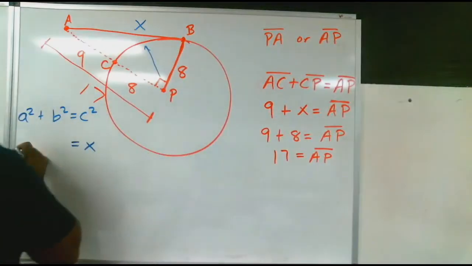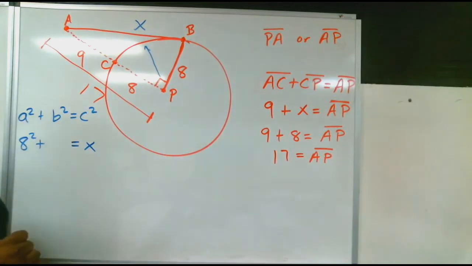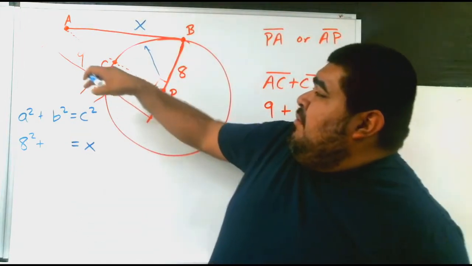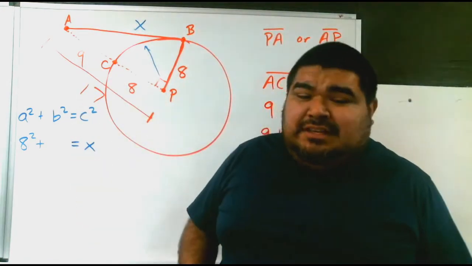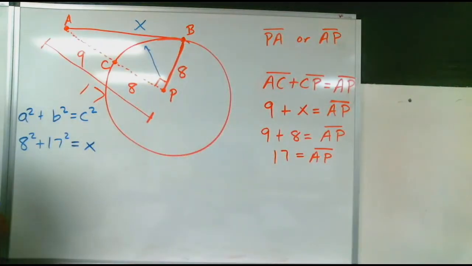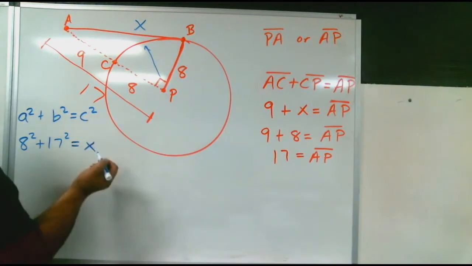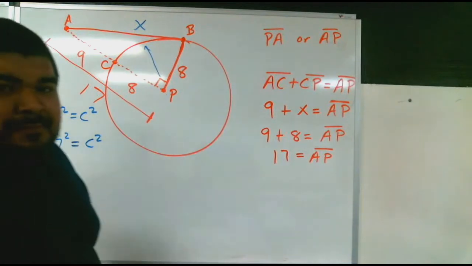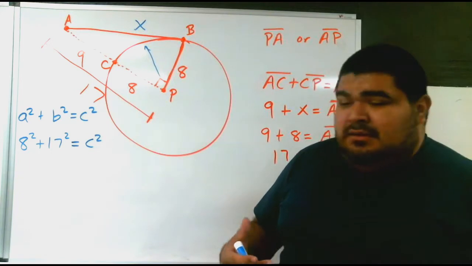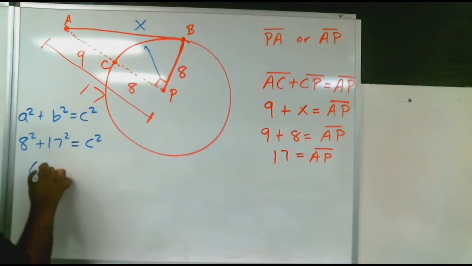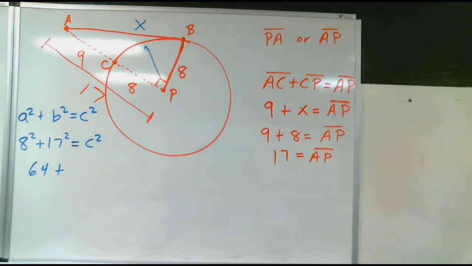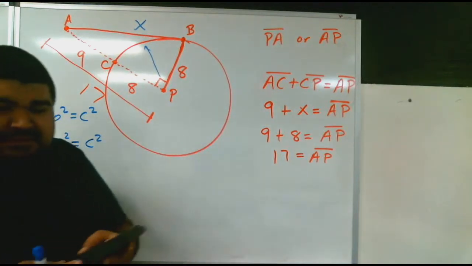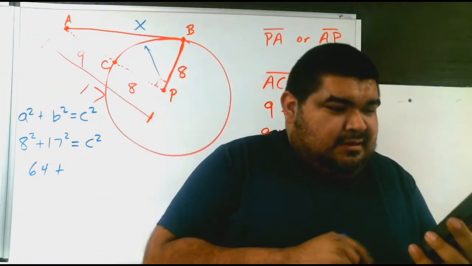So we have 8 squared plus, keep in mind, we have two numbers, or technically we already solved it, which was 17, right? So we have 8 plus 9, which is 17. So 17 squared equals X, or C squared. Let's go with C squared for now. So 8 times 8 is 64. So we have 64 plus 17 times 17. Let me get a calculator. We have 17 times 17, which equals 289.